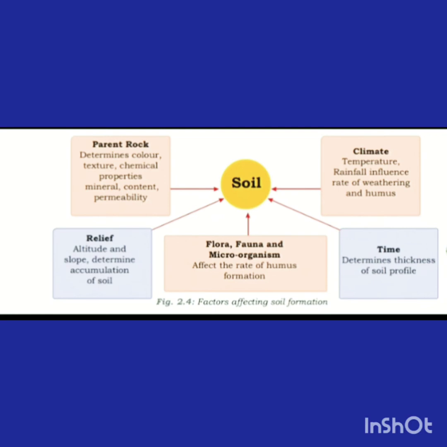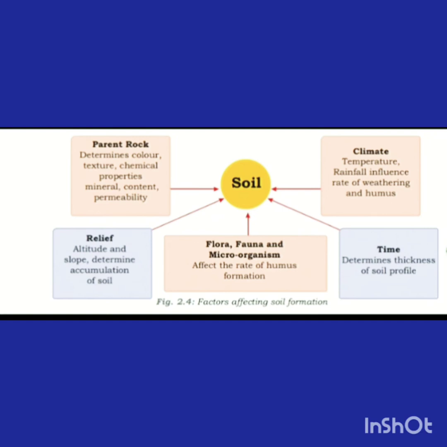Permeability of the soil means it is a property of the soil to transmit air and water. Then the second one you can see is relief or topography. As you know, the soil found in mountainous regions will be different from the soil found in the plains or in valleys. And the altitude and slopes determine the accumulation of the soil.